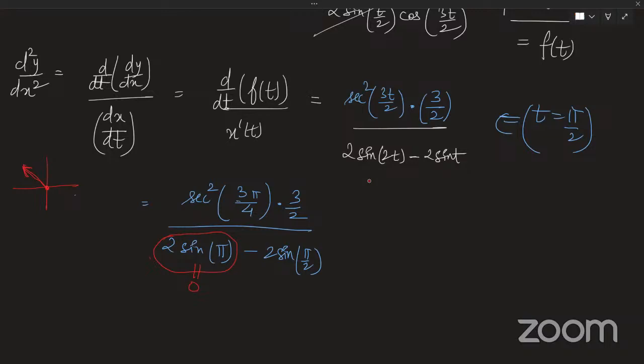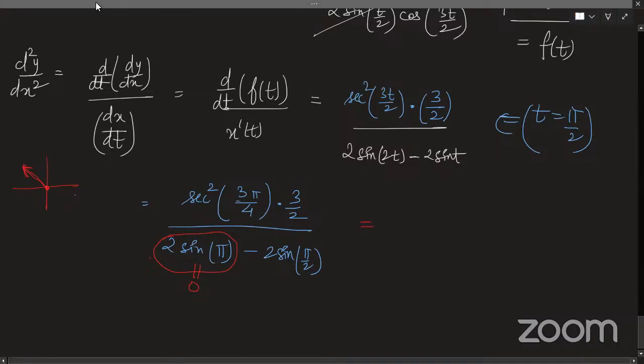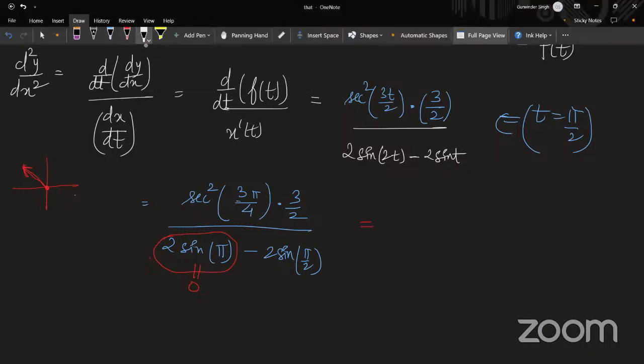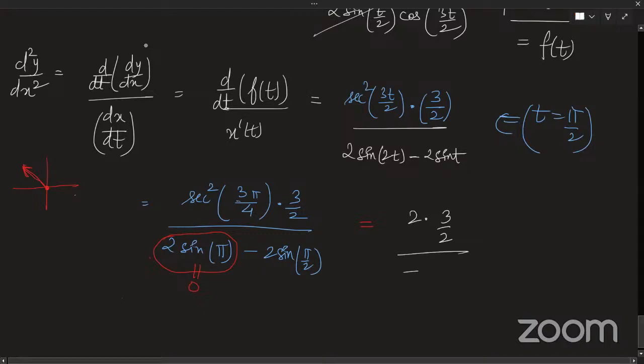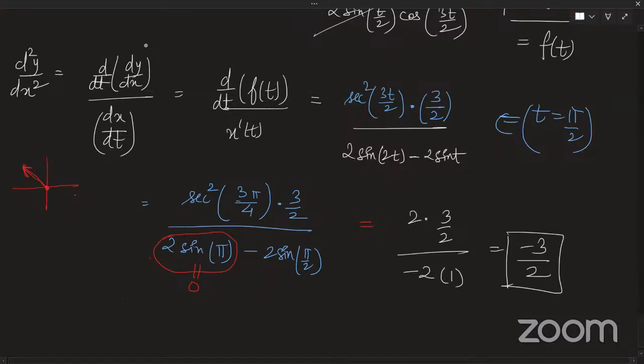It's 2, right? Because cos of 3 pi by 4 is 1 by root 2. So the inverse of that and a square also, so it will be 2. 2 into 3 by 2 by minus 2. What is the value of sine of pi by 2? Sine pi by 2 is 1, right? So my final answer is minus 3 by 2. Minus 3 by 2 is my answer. Okay, fine.